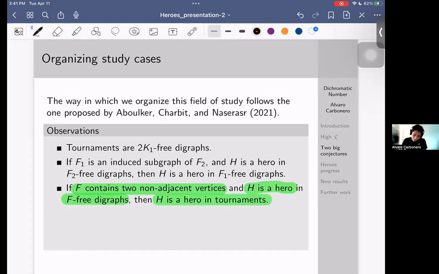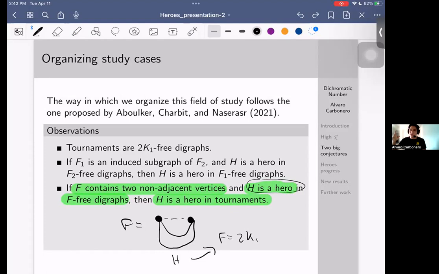So if F contains a single pair of non-adjacent vertices, no matter how big F is, and H is a hero in F-free digraphs, then H is also a hero in the case where F is just two isolated vertices, so it's a hero in tournaments. That's what these steps allow us to conclude, and it's really important because we know how the heroes in tournaments look. That means we may not know the heroes of F, but we know how they must look, the structure of them.